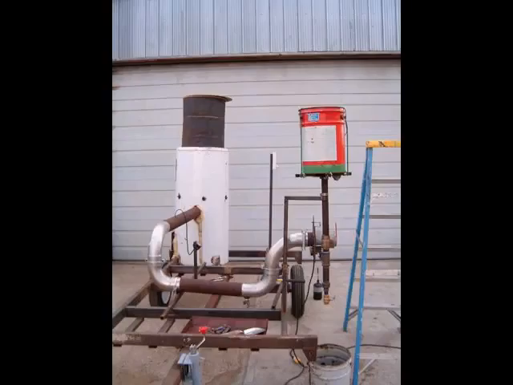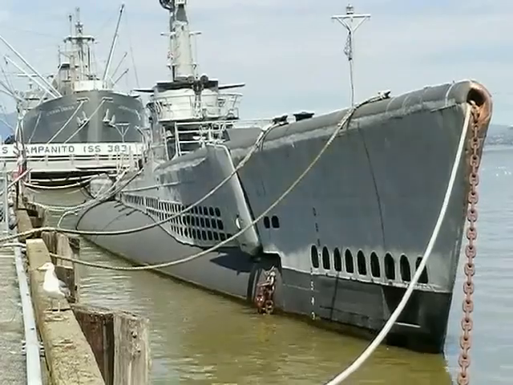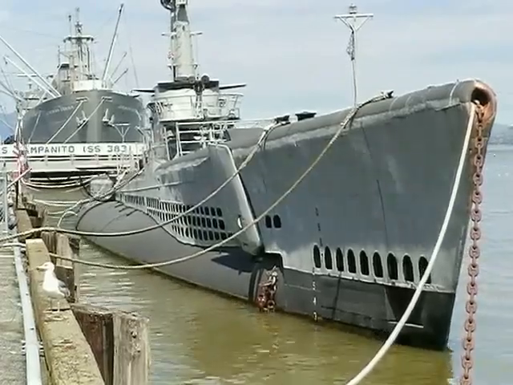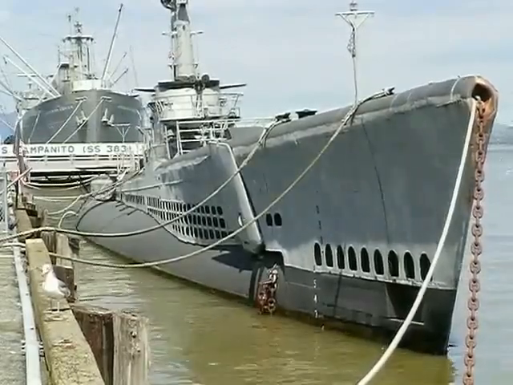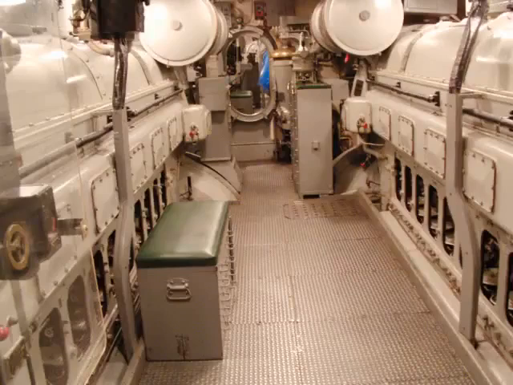This brings us to number two. A submarine engine is too big and too complicated. For comparison, we go to the USS Pampanito in San Francisco, built in 1943. On both sides of this picture is a submarine engine, but you are only seeing half of each engine because half is below the floor level.